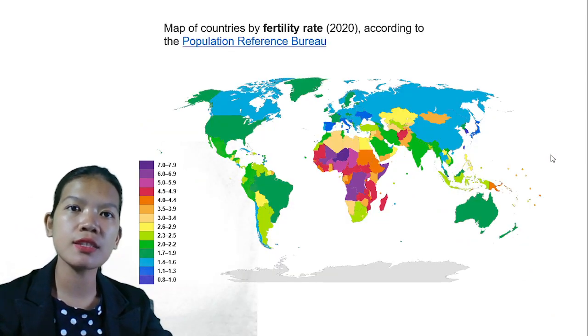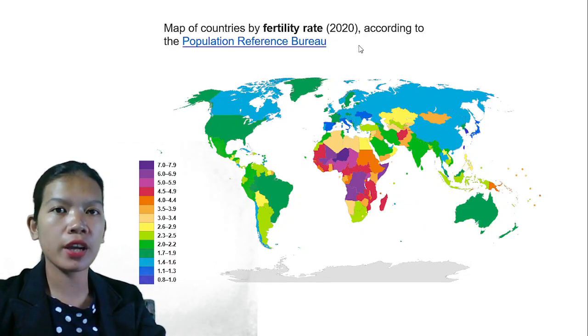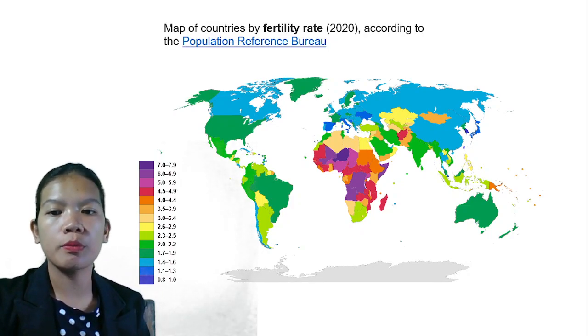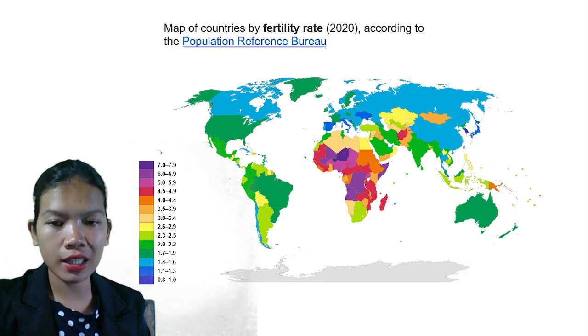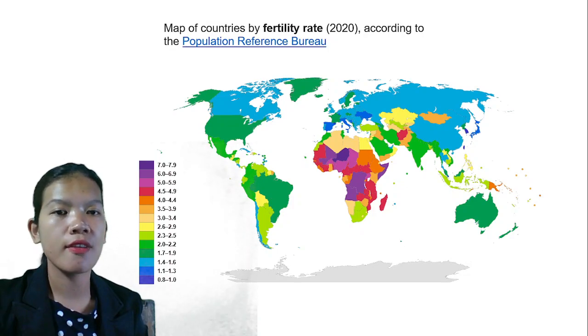Next is the fertility rate in 2020. According to the Population Reference Bureau, the fertility rate of the world in 2020 was 2.448 births per woman. In 2019, it declined by 0.41%. In 2018, it declined again by 0.41%. And in 2017, births per woman was a 0.4% decline from the previous year. So it means that the fertility of the world was falling as time goes by.